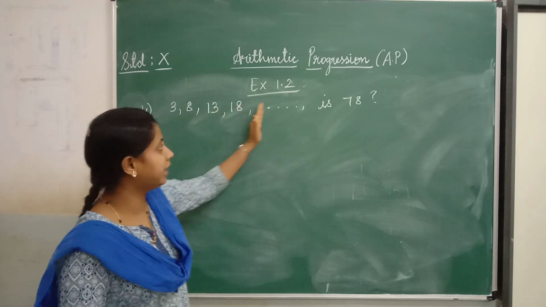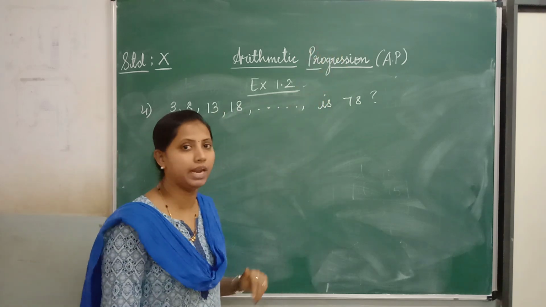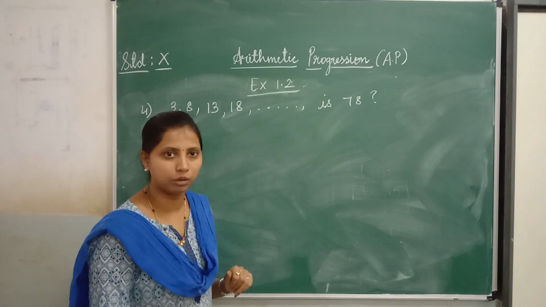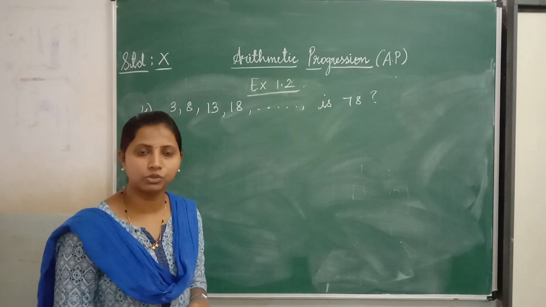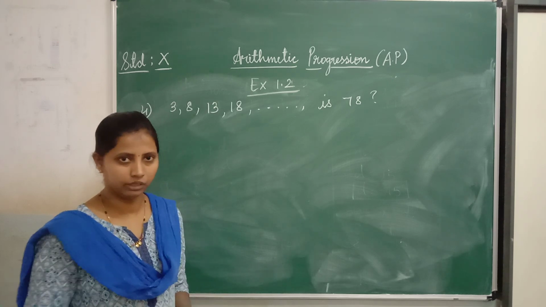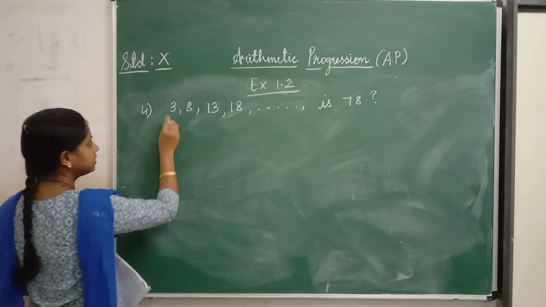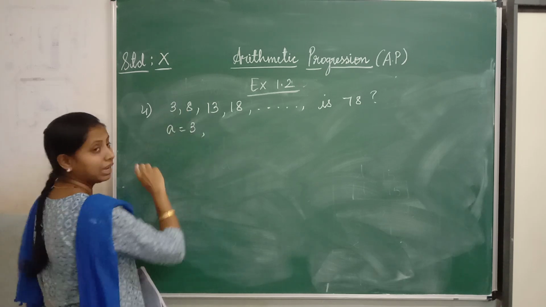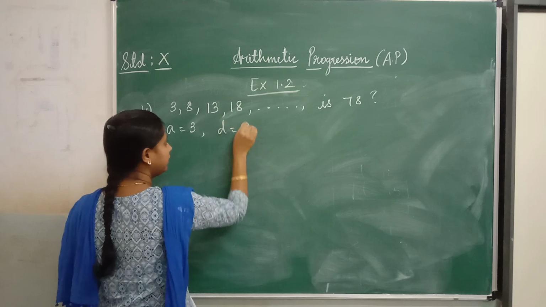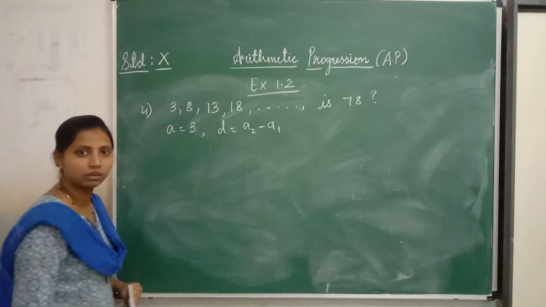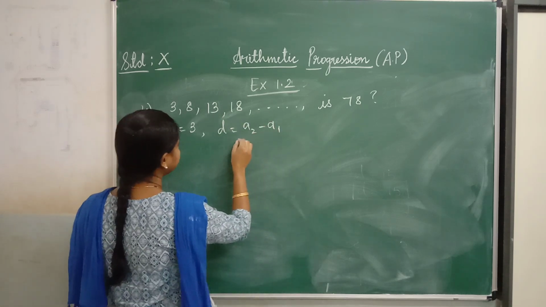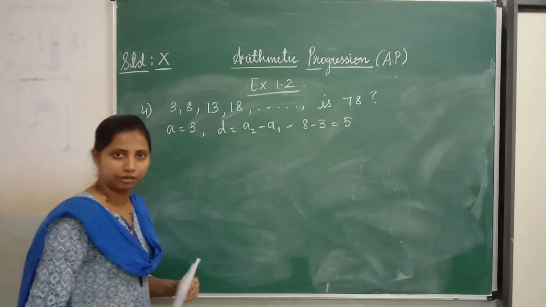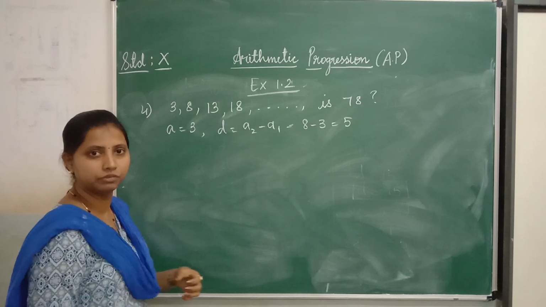Now you cannot go on writing the terms and then see which is the 78th term. No. We can directly do this by using the nth term of an AP, that is an equals a plus n minus 1 into d. So write the given things. This is first term, 3. Then we can find the difference. Difference is nothing but a2 minus a1. a2 minus a1 is 8 minus 3, that is equal to 5. So the difference is 5, children.